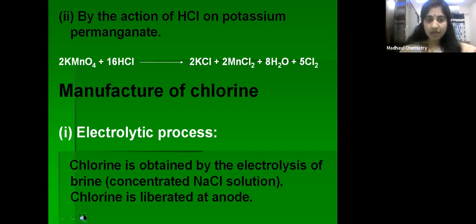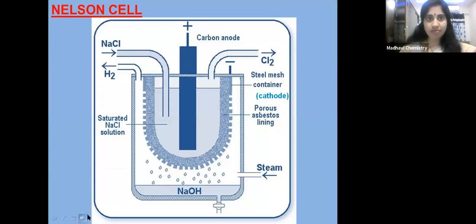Now let us see the process of electrolysis of brine solution. Electrolysis of brine solution can be done in a Nelson cell. So this is the Nelson cell. Let us see the construction of the Nelson cell. It has two electrodes. One is a carbon electrode, which acts as an anode, and a steel mesh container, which acts as a cathode. Along with this anode and cathode, it has a porous asbestos lining.